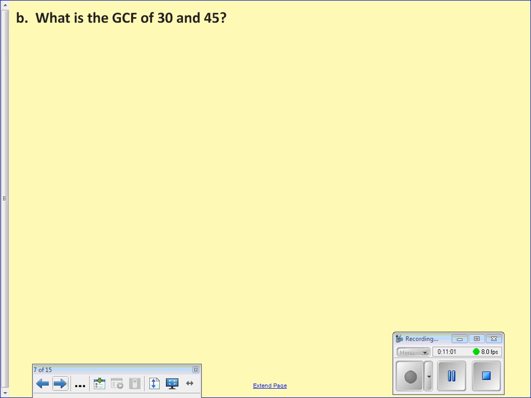All right, what is the GCF of 30 and 45? So work all the way to the left. So we divide what by what? 45 by 30. Awesome. 45 divided by 30. 30 goes into 45 once. 30, 15, and we stop.